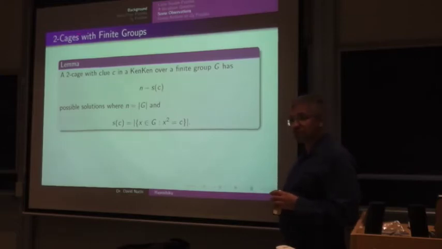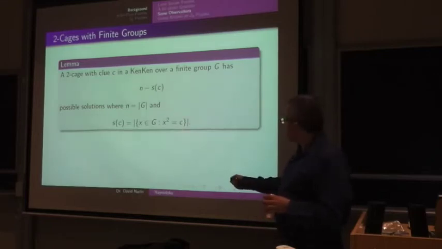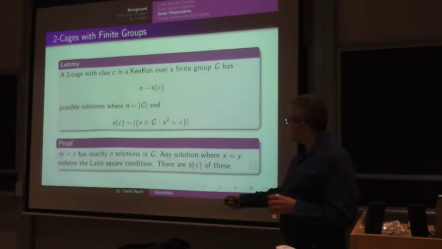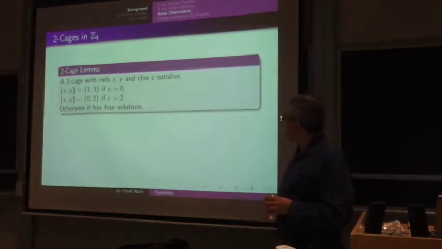So some things that we can say is we can look at the two-cages because that's sort of the simplest thing, and for a two-cage with a clue c, we can count the number of solutions. It's going to be the order of the group we're working in, but we have to subtract one for each of the possible square roots of the clue. And this is clear because xy equals c is going to have exactly n solutions in our group. So anytime we have x times x equals c, we lose exactly one solution. So this is going to enable us to count the number of possibilities for a two-cage.